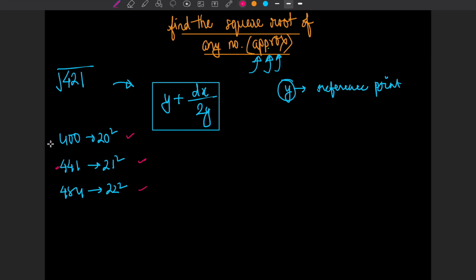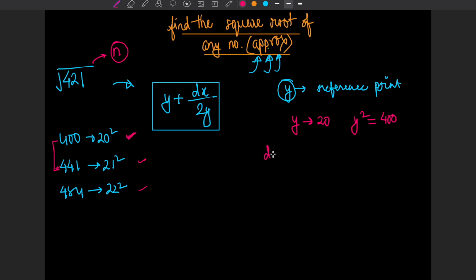So we can either proceed with 400 or 441. Let's just go with 400, or 20 square. So our y becomes 20 and our y square becomes 400. Let's take 421 as n, the number that we're supposed to find the square root of.